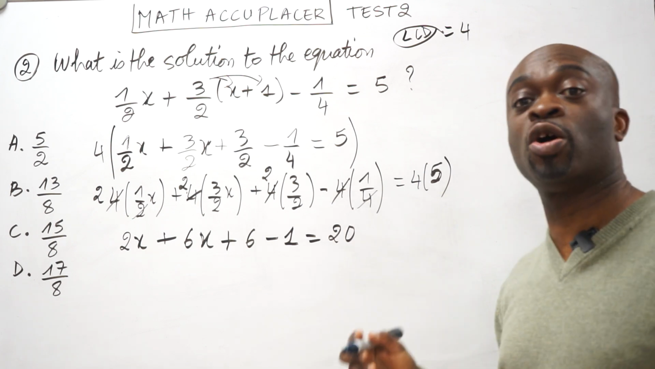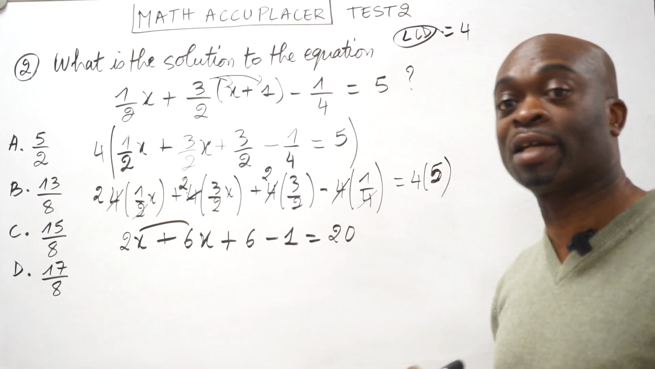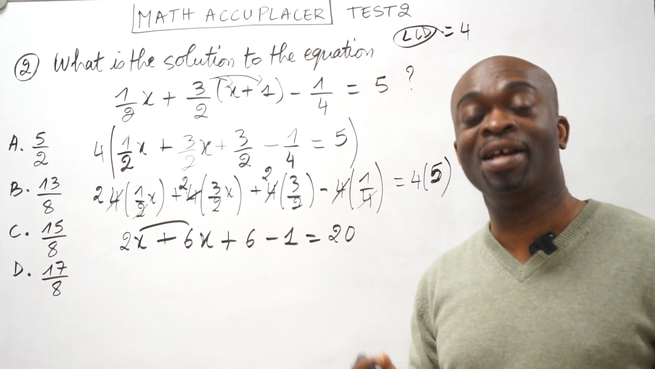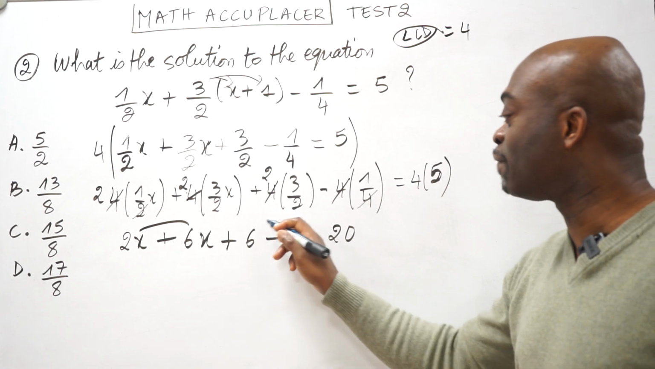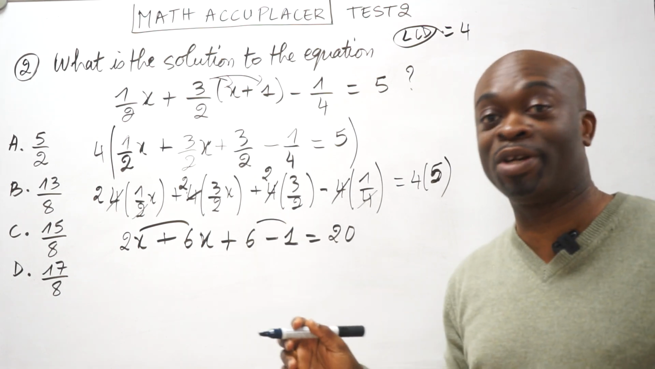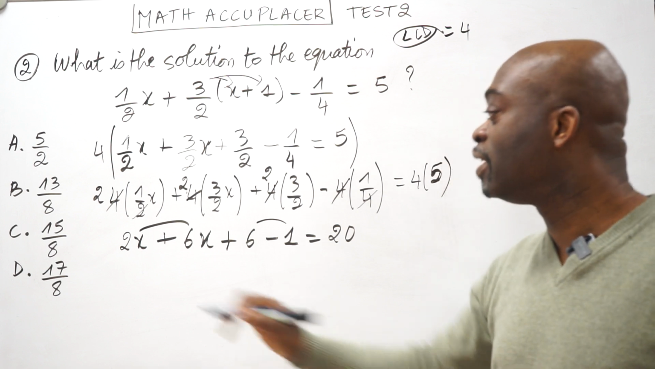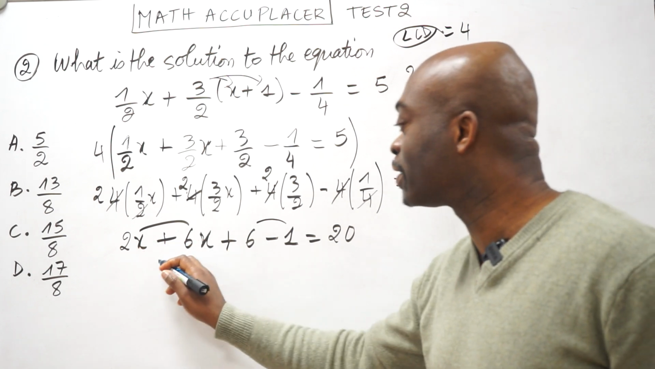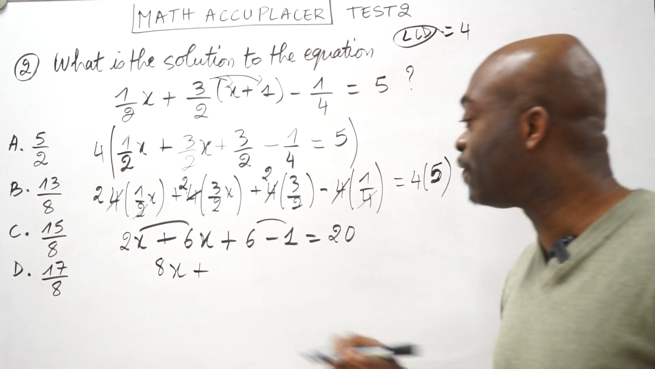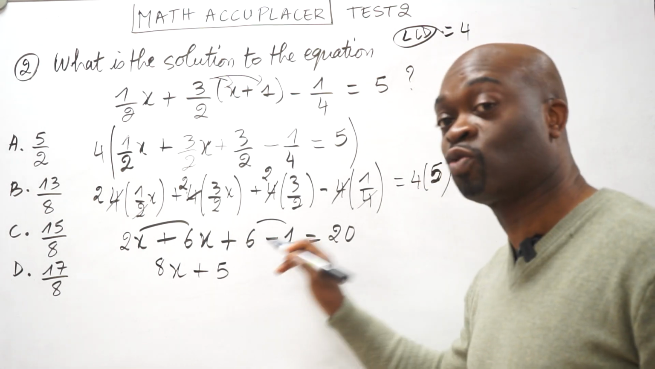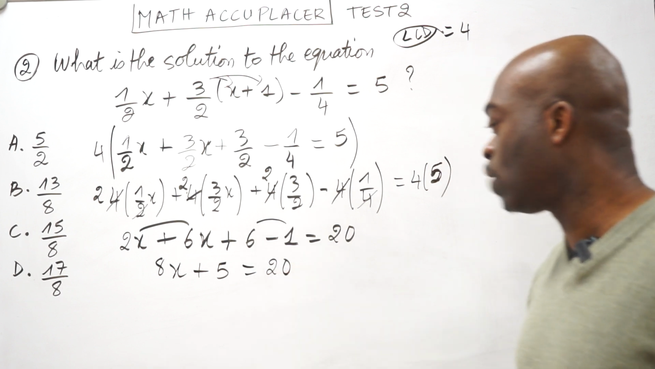We got to combine like terms. Like terms, that means what? 2x and 6x are like terms because they come from the same family, and the family name is x. And then 6 and -1 also are from the same family name because they have none. They're just whole numbers. So you can put them together as well. So 2x plus 6x is going to give us what? 8x. Then 6 minus 1 is going to give us what? 5. And that is equal to 20.